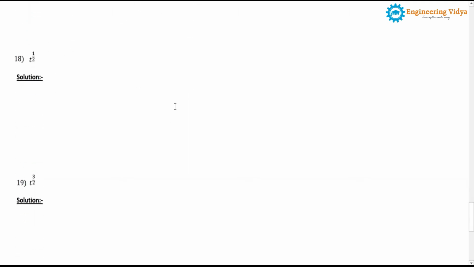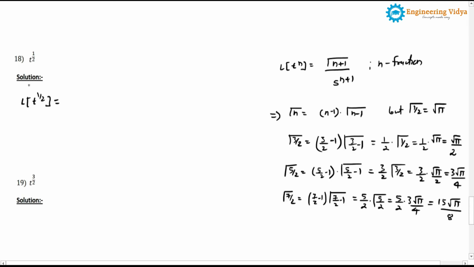Now see sum number 18. Here we need to find the Laplace transform of t raised to 1 by 2. This 1 by 2 is a fraction number, so the second case will be applicable over here. So again I am writing the Laplace transform of t raised to n. If n is a fraction number, then the formula will be gamma of n plus 1 upon s raised to n plus 1. But remember that n should be present in the form of a fraction. So now we can apply the formula over here.